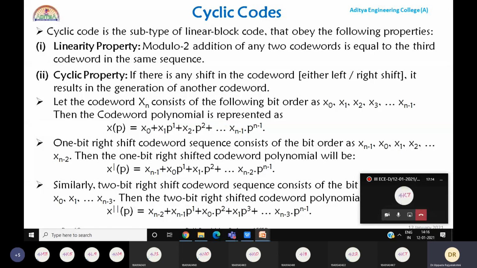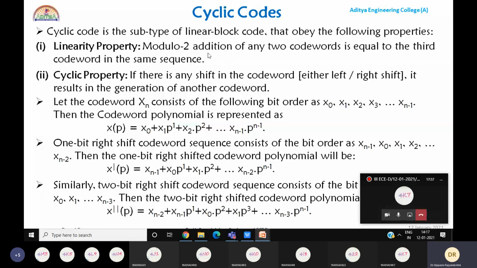So in the module we discussed that the linear block codes obey the linearity property. What we said there: the modular 2 addition of any two code words is equal to the third code word in the same sequence. Our cyclic code also obeys the same linearity property, where the modular 2 addition of any two code words, because once the encoding process is over, the sequence consists of multiple code words. The code word sequence consists of a group of code words. So if you take the modular 2 addition, or you can say the XOR, of any two code words, that will lead to the third code word in the same sequence.